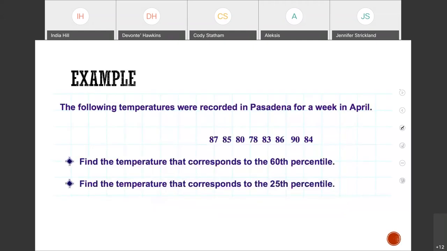So let's go to our example, and like I said, we're going to come back to the formula in just a minute. All right, I think this is the same problem. Same numbers. So we're just kind of continuing. The first question on this one says find the temperature that corresponds to the 60th percentile. So again, if you want to jot your numbers down again, that's fine, and then maybe the question. We'll go ahead and put them back in order like we had them on the other screen.